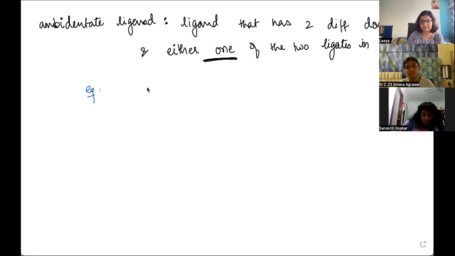If you remember nucleophilic substitution, you have ambident nucleophiles, right? So basically, suppose you have a cyanide ion, CN minus. Either it can form a bond from the carbon side or from the nitrogen side, right? That sort of a thing. So same thing over here also. Cyanide is an example. Nitro is also another example.